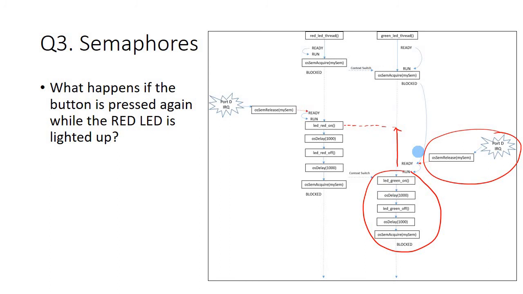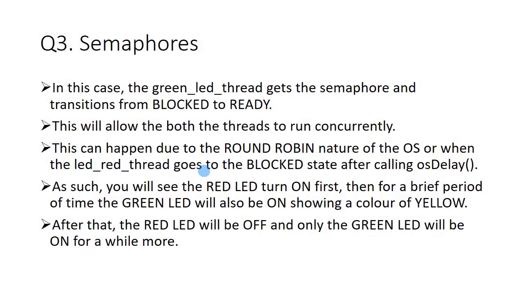Then what happens? The semaphore would have been released and this thread would have run, and since they are both of the same priority, they would have run concurrently. So you would have seen red for a while, followed by both red and green, so you would have seen yellow for a while, and subsequently the red will go off and then you will only see green. So that is the observation you can make if I try to press the button again while the red LED was still lit up. That explanation is what is given here.